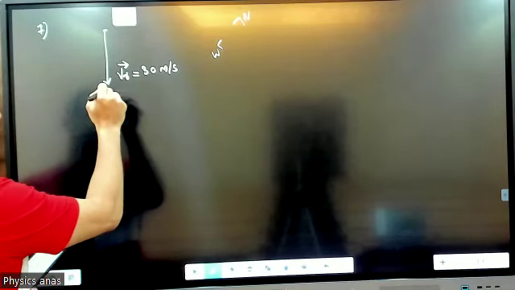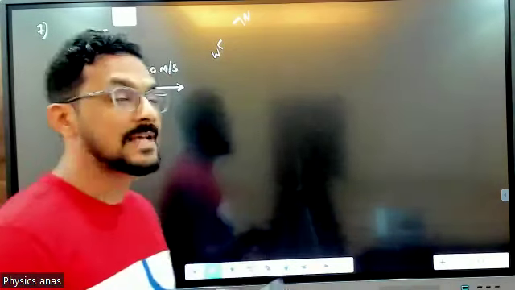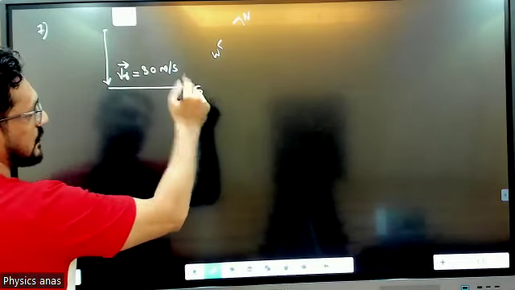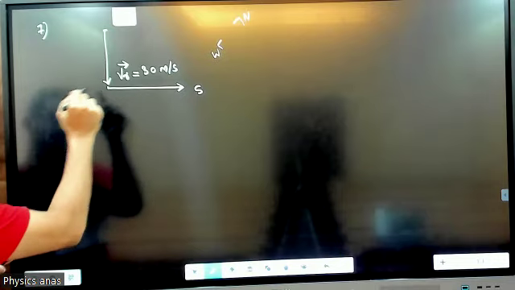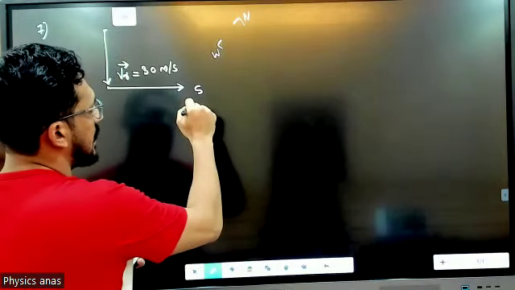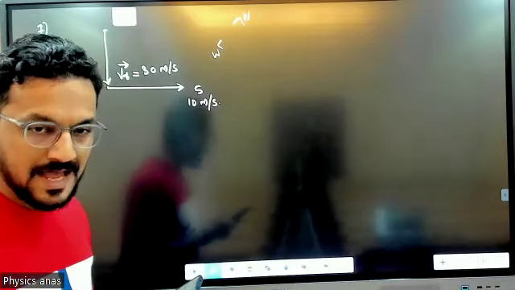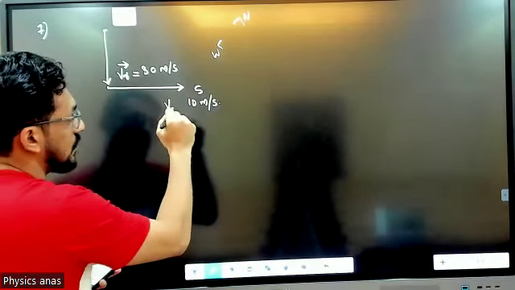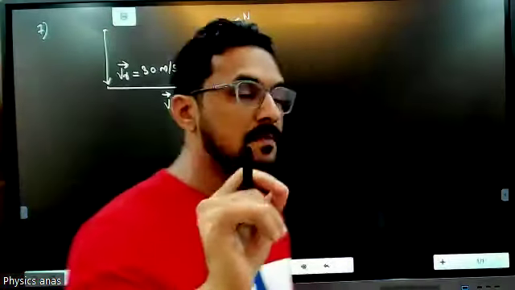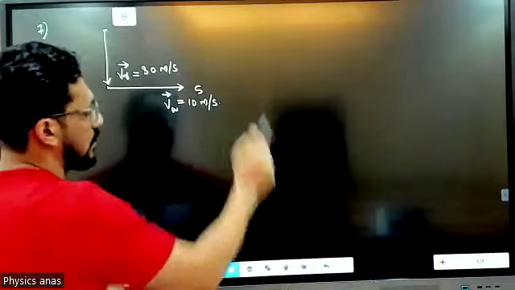The woman is riding her bicycle like this. This is from north to south. So this is south and this is north. And the speed is given as 10 meters per second. I can take that velocity of the woman as a vector, and its value is 10 meters per second. So I got the figure.